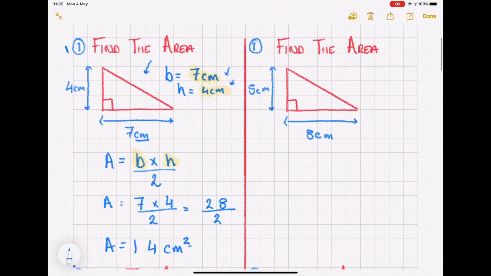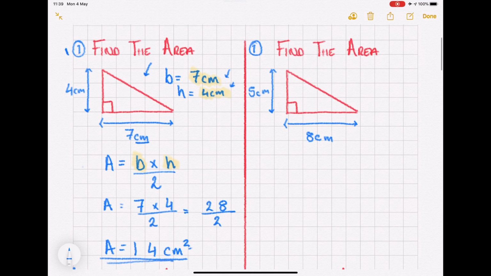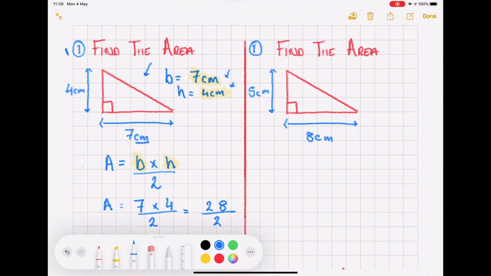The units are very important. It's area, therefore it's always going to be squared. And it's centimetres because we're working up in centimetres here. And that's how you find the area of any triangle.